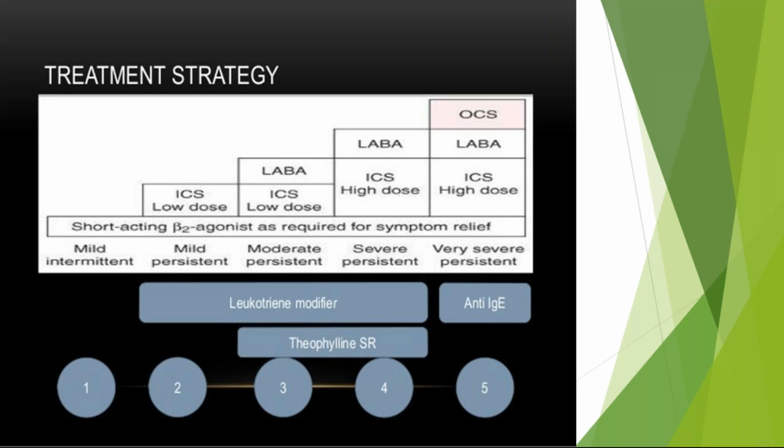Even if the symptoms are not controlled with long acting beta agonist, then we will go for long acting beta agonist and will increase the dose of inhaled corticosteroids. Even though we increase the dose and usage of long acting beta 2 agonists, if the symptoms are not controlled, then we will go for oral corticosteroids.